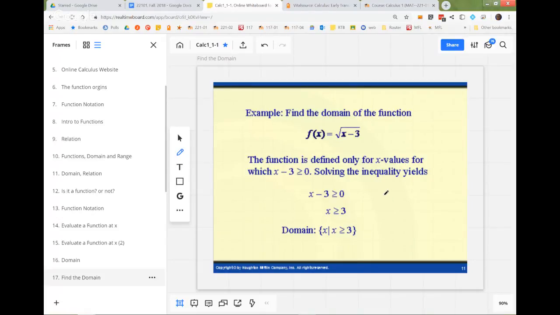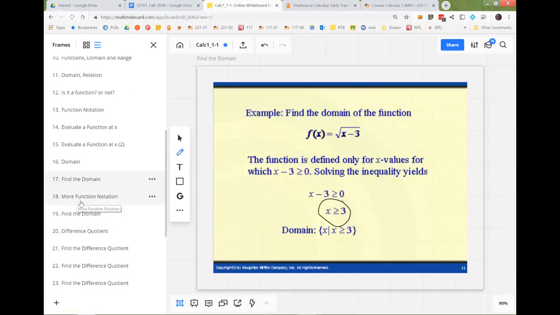So then, in general, what kinds of numbers will work? And the answer is anything bigger than 3 is going to be fine. And even 3 will work. 3 minus 3 is 0, and the square root of 0 is 0. That's legit. So what's the domain here? 3 and above. And you'll see that expressed right here. The domain is x is greater than or equal to 3.